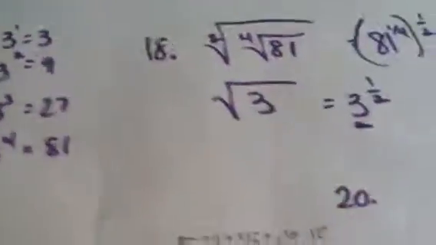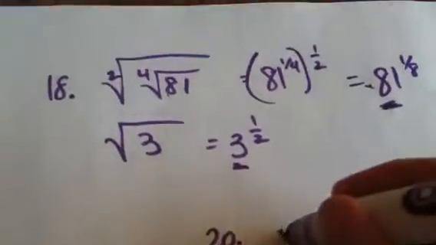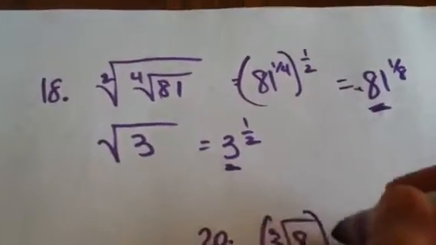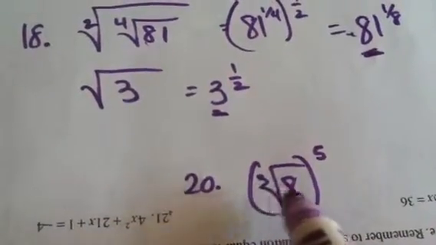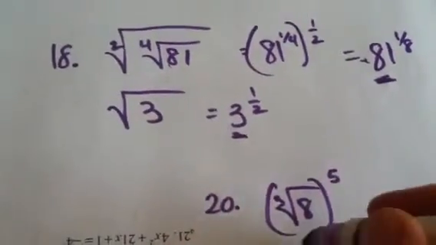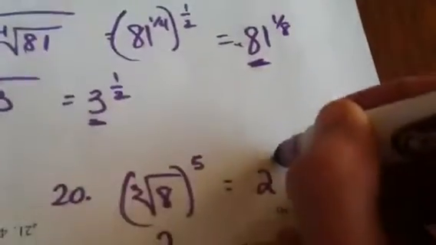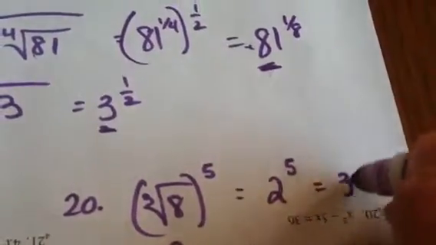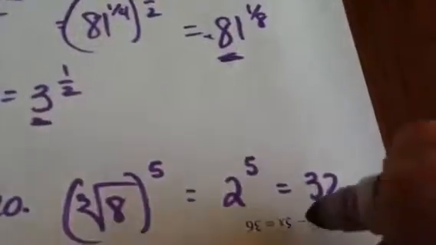Let's look at number 20, and I'm using scrap paper so you're going to see this real quick. But this is the cube root of 8 to the 5th power. Well, what is the cube root of 8? That's 2. So I have 2 to the 5th. Let me write it over here. That's 2 to the 5th, which is 32. If you were going to write it with fractional exponents, okay, this is the answer.